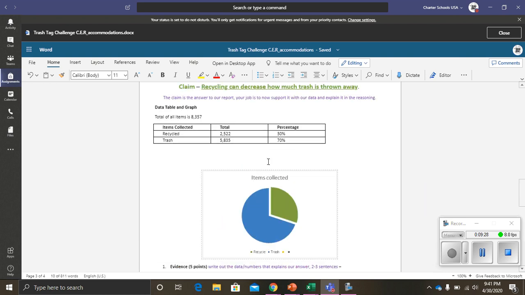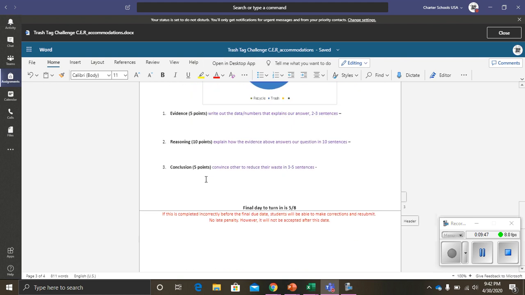Say, hey, we as a school or as an 8th grade class were able to recycle 30% of our trash. How are you going to make this 50%? How can we reverse these numbers? How can we make there be more recyclable and less trash? Think of it that way. Think about reversing these numbers to write your conclusion, okay?